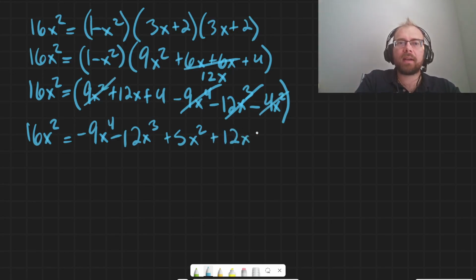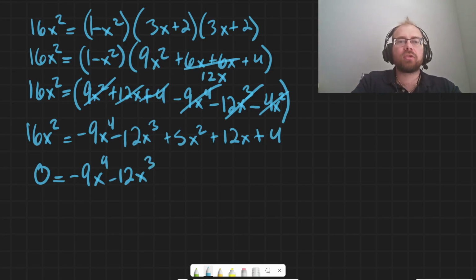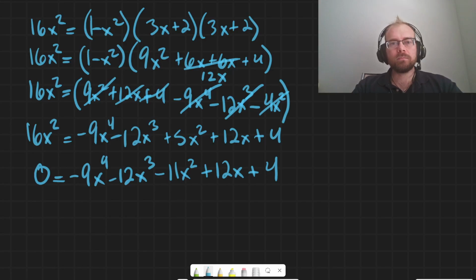Plus 12x plus 4. Okay, I want to set the whole thing equal to 0, so that way I'll have everything on one side. And if I subtract 16x squared, that's going to go with the 5x squared, so 16 subtracted from 5, that would be the opposite of 16 minus 5, so that's going to be minus 11x squared plus 12x plus 4. Okay, I have nothing I can divide on both sides that'll make this any easier.